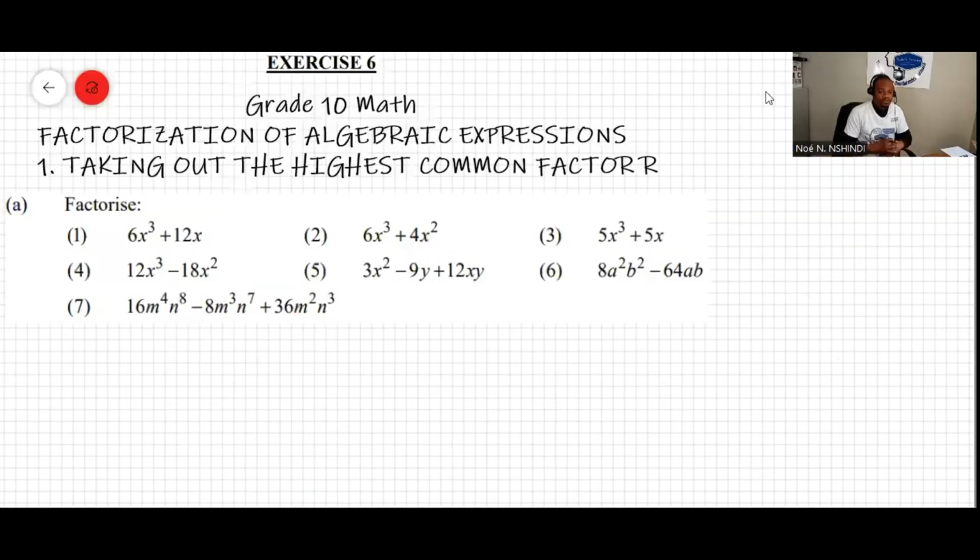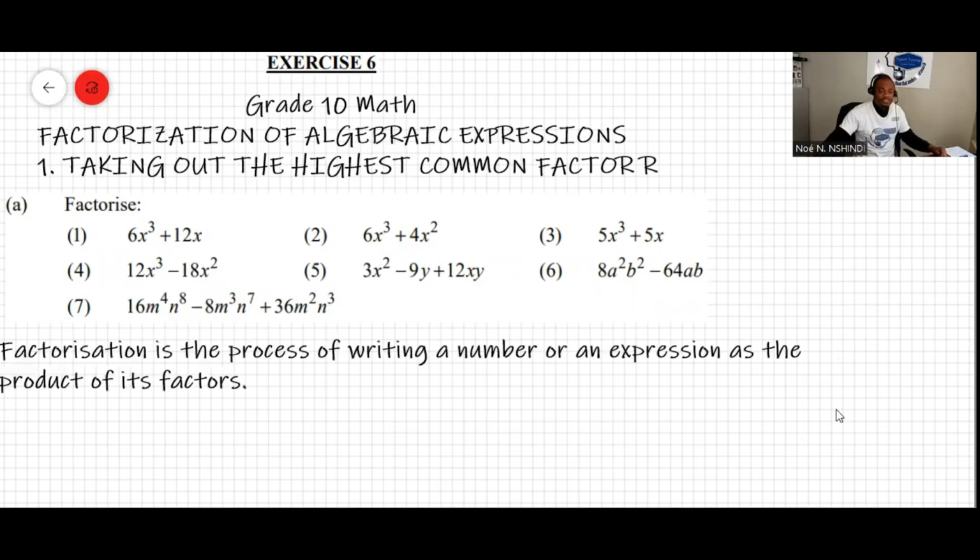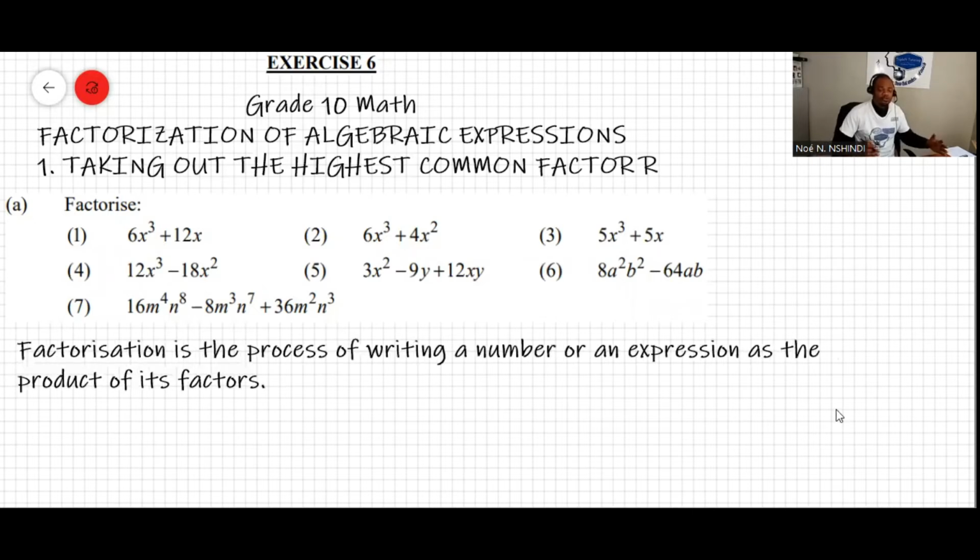Well, now we're going to start our series on factorization of algebraic expressions. By definition, factorization is the process of writing a number or an algebraic expression as the product of its factors. It is sometimes considered as the reverse procedure of the distributive law.